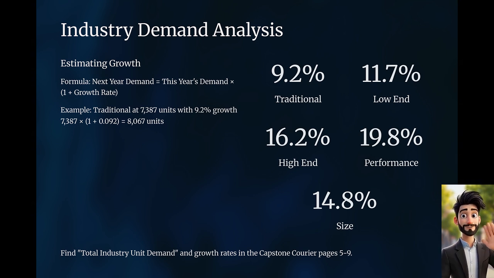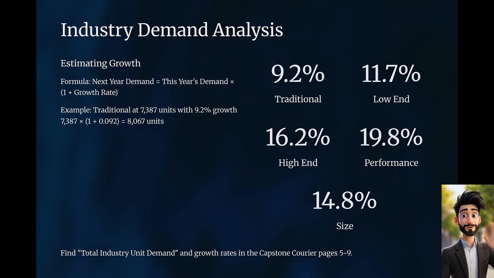On page 5, find the total industry unit demand. Let's say it shows 7,387 units sold in round 0. Just below that, it says the segment growth rate is 9.2%. We calculate next year's demand using next year demand equals this year's demand times 1 plus growth rate, so 7,387 times 1 plus 0.092 equals 8,067 units, rounded. Why add 1? Because it represents 100% of the base plus 9.2% growth.